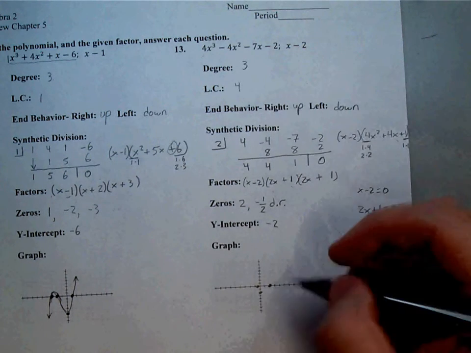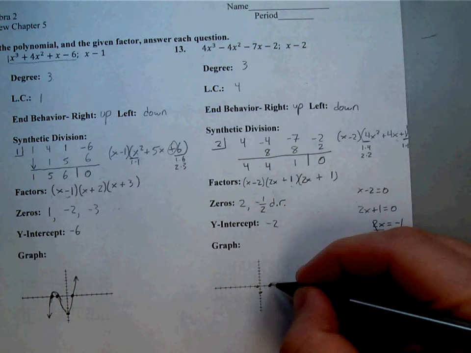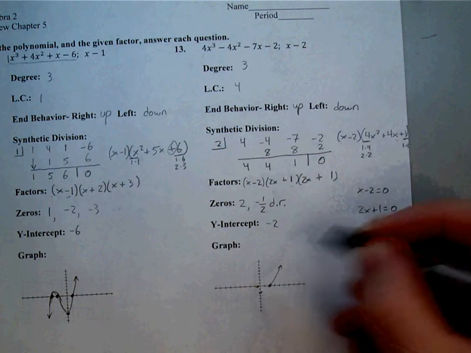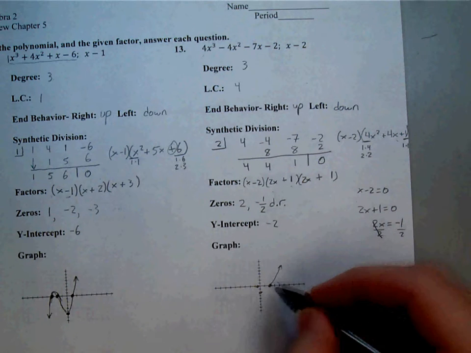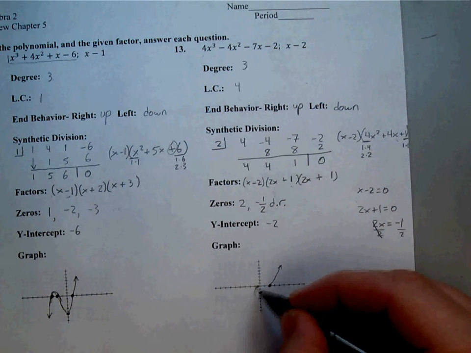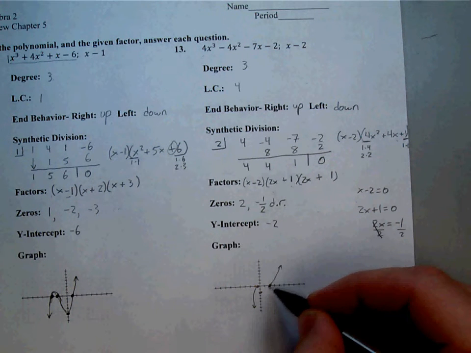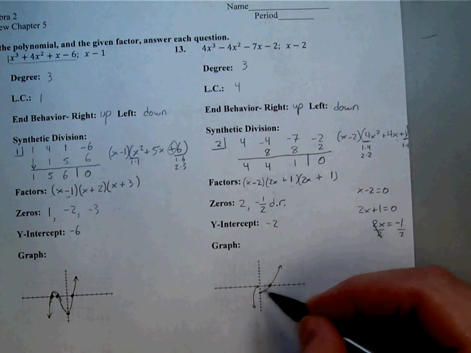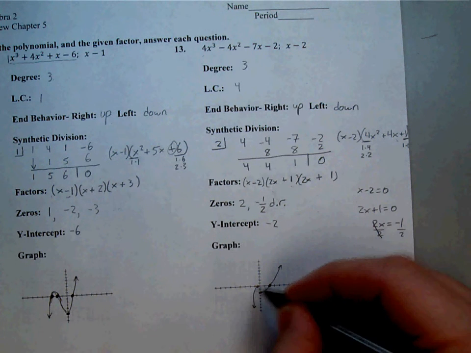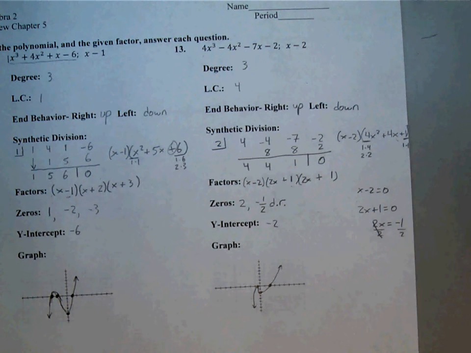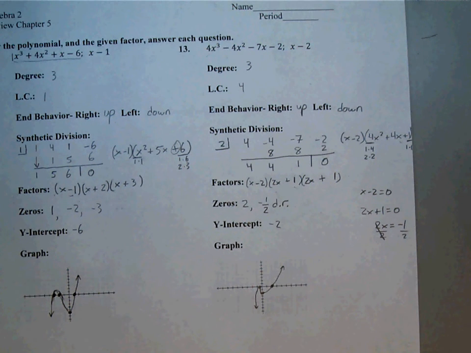The right end behavior, the right's going up. The left is going down. So we hit 2, we have to come down and hit that y-intercept, and then we've got to come back up, and remember it bounces, it's a double root, so it bounces and goes right back down. So your graph's going to look similar to that. That's just a sketch, it's not exact, but it's going to look pretty close to that.